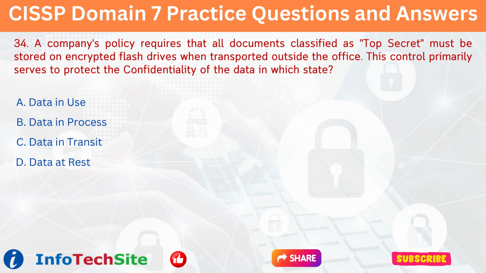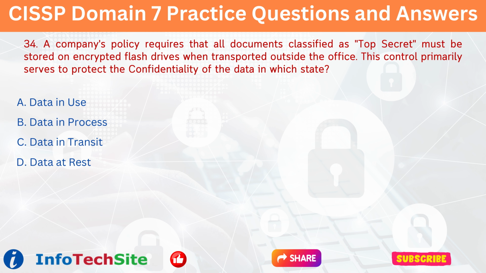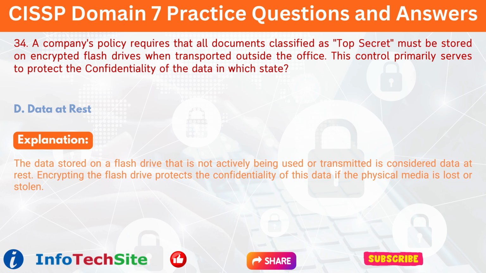34. A company's policy requires that all documents classified as top secret must be stored on encrypted flash drives when transported outside the office. This control primarily serves to protect the confidentiality of the data in which state. A. Data in use. B. Data in process. C. Data in transit. D. Data at rest. The correct answer is D.